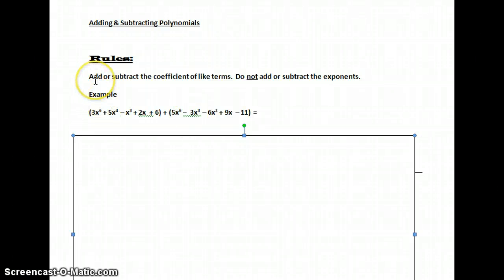Now the rules for adding and subtracting polynomials: you add or subtract the coefficients of the like terms. Do not add or subtract the exponents. So in this example here, you can see I have one polynomial plus another polynomial. Basically what I'm going to do is combine like terms. A lot of times they'll be in descending order, so it's a little easier to find the like terms.